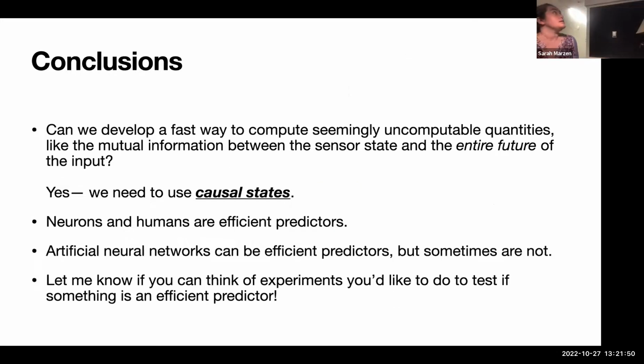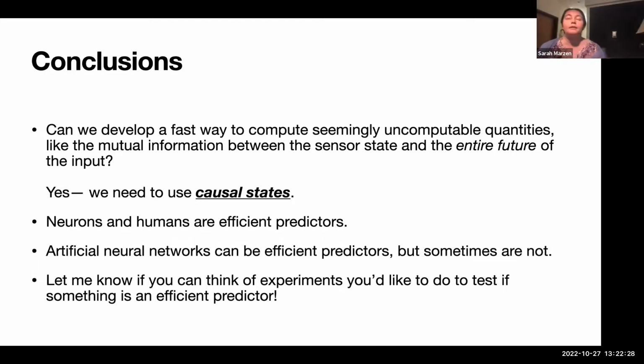Okay, so can we develop a fast way to compute seemingly uncomputable quantities like the mutual information between the sensor state and the entire future of the input? We can, but we need these causal states. I hope that if nothing else, I've managed to convince you that these epsilon machines and these causal states are useful for computing things like the predictive information curve, the predictive rate accuracy curve, and predictive distortion functions, which we could have gone into more. I hope I've convinced you that neurons and humans look to be efficient predictors, and that artificial neural networks can or cannot be efficient predictors. It depends, and LSTMs do an excellent job of this.